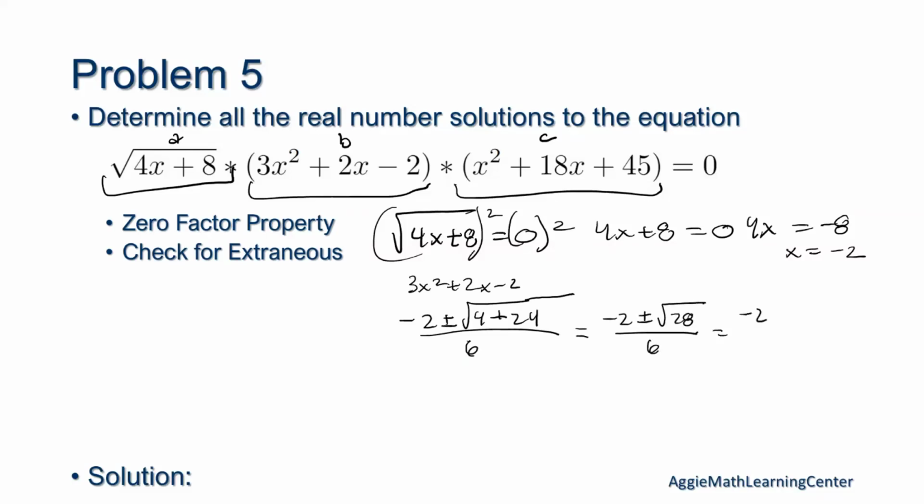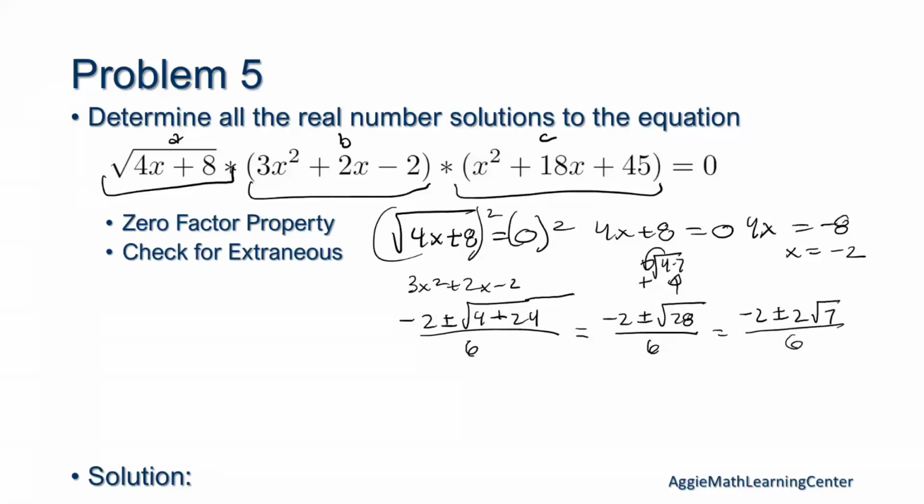This is equivalent to the square root of 4 times 7, so we can pull out a 4. We put a 2 out front times the square root of 7, and then divide by 6.